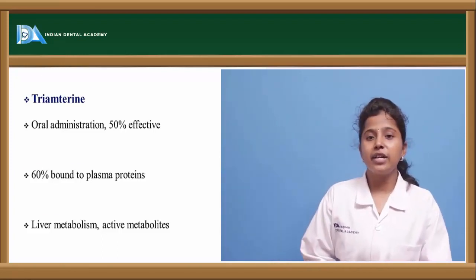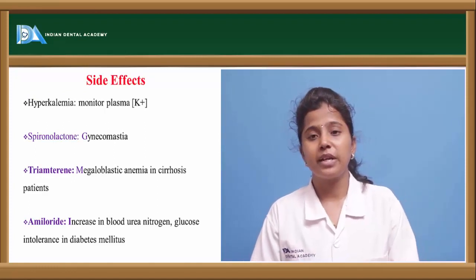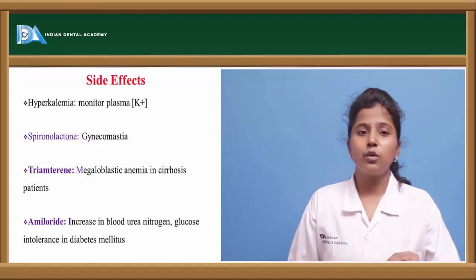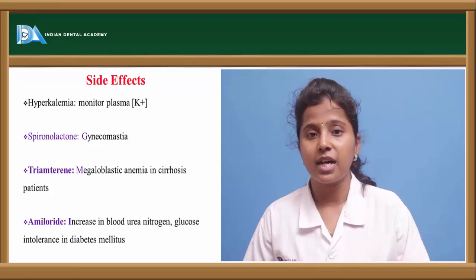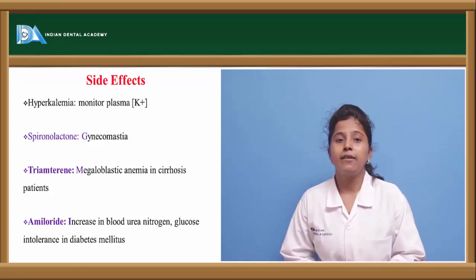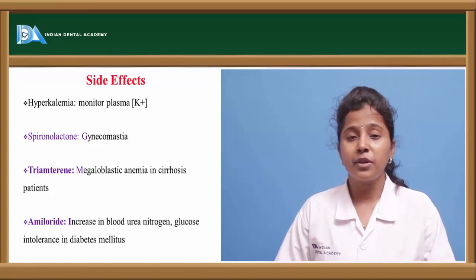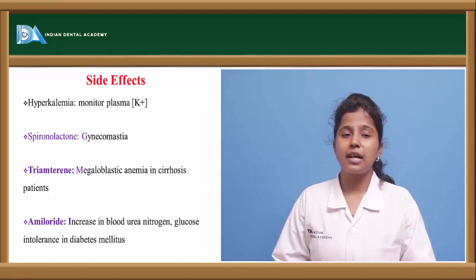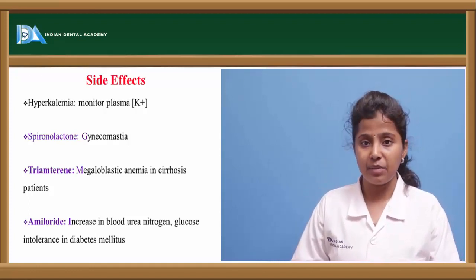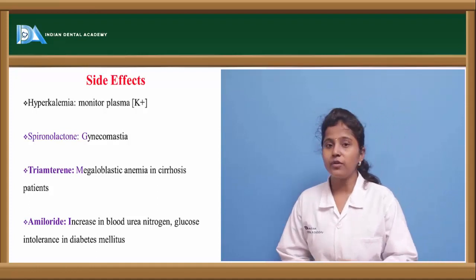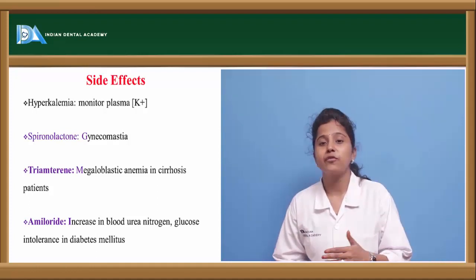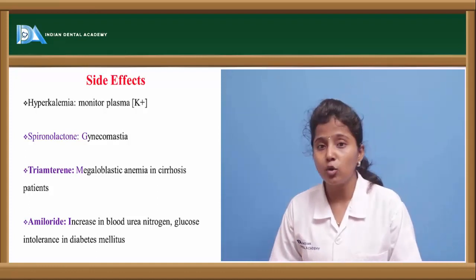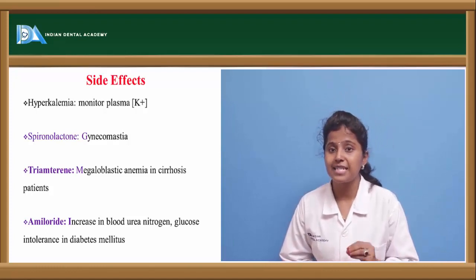Side effects of these potassium sparing diuretics include hyperkalemia. Spironolactone has a special side effect called gynecomastia. Gynecomastia is a condition where development of breast is seen in men. And triamterene also has a special side effect called megaloblastic anemia. Megaloblastic anemia is observed in cirrhosis patients. If a patient is suffering from cirrhosis and triamterene is administered in longer or higher doses, it causes a condition called megaloblastic anemia.